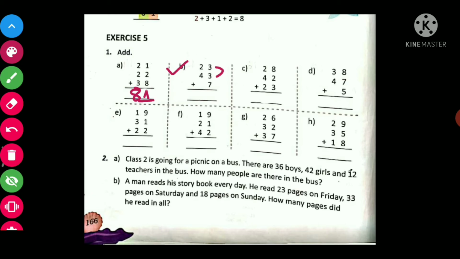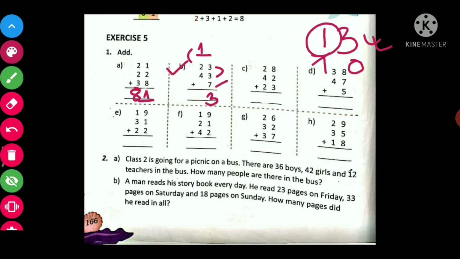6 plus 7, 13, right? Now 13, this one is ones, this one is tens. Now which value will we put in ones place? 3, right? So this one is ones place, so we'll put 3. And this one is what? Tens place, or I can say tens value, so we'll send it to the tens place.